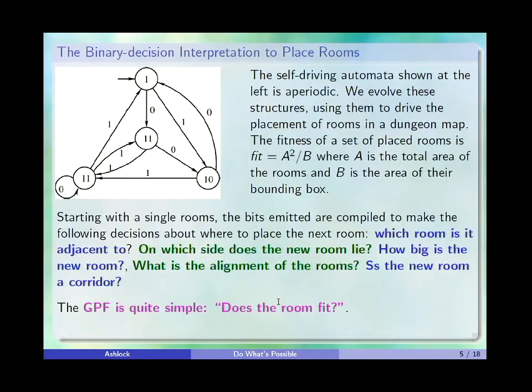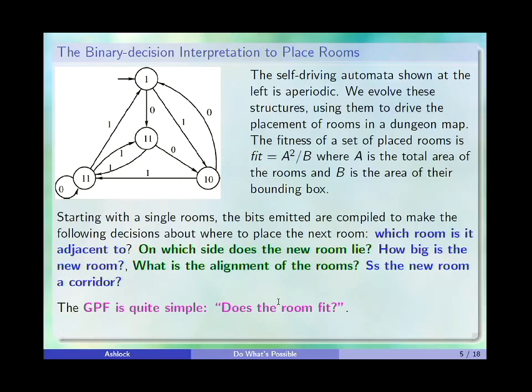Now there's another self-driving automata that I believe makes something that's really easy to prove to be periodic, because it generates something like 011, 0111, 01111, and the ones just keep getting longer.